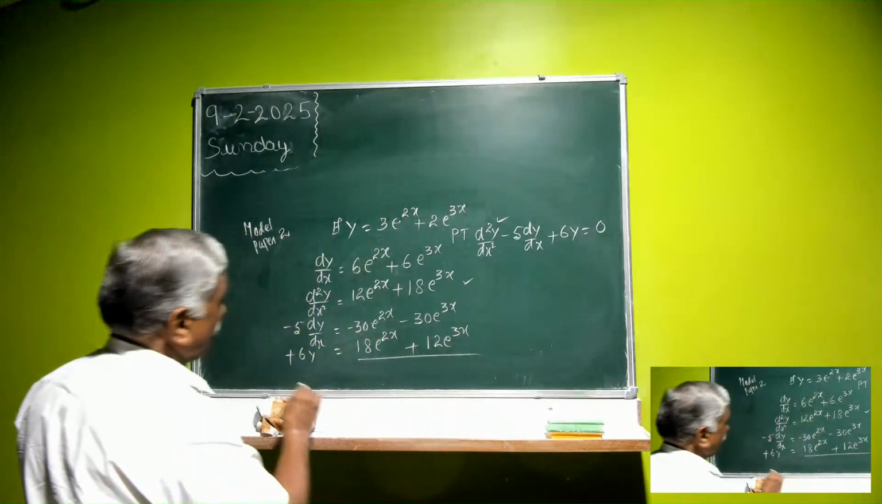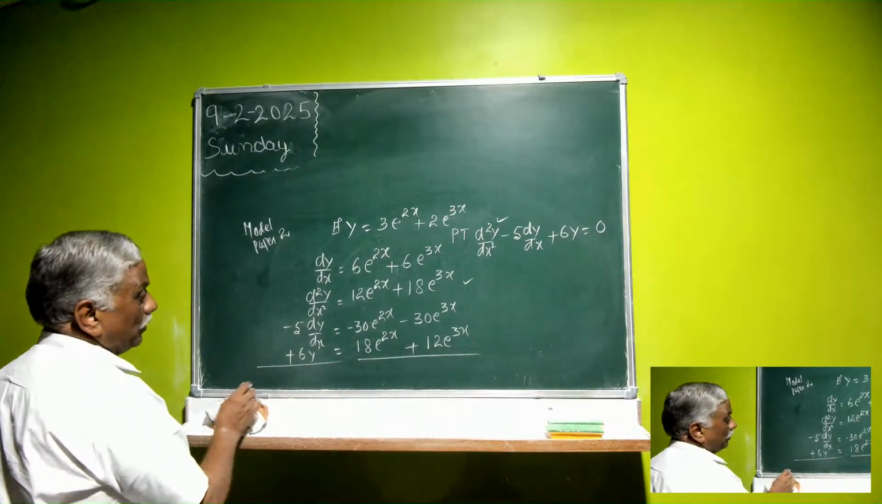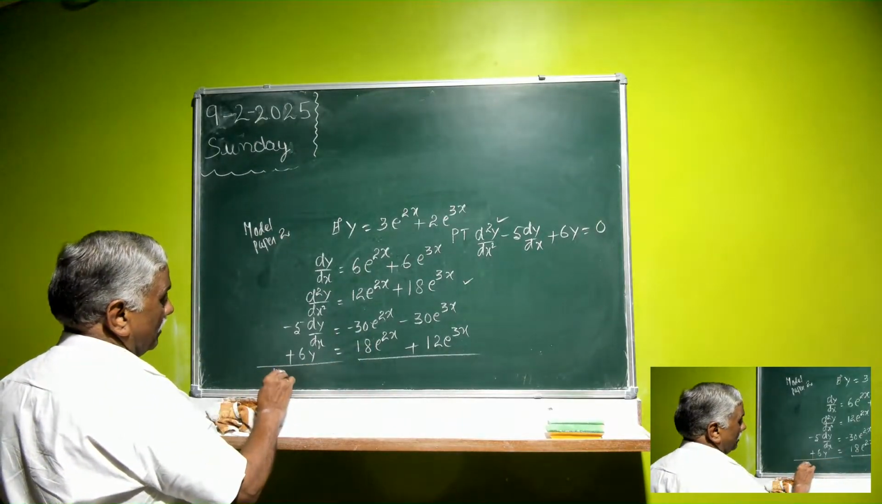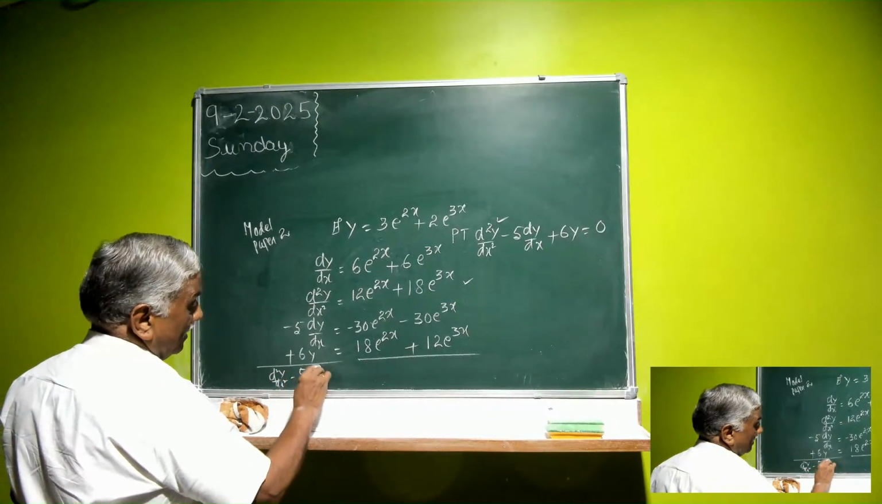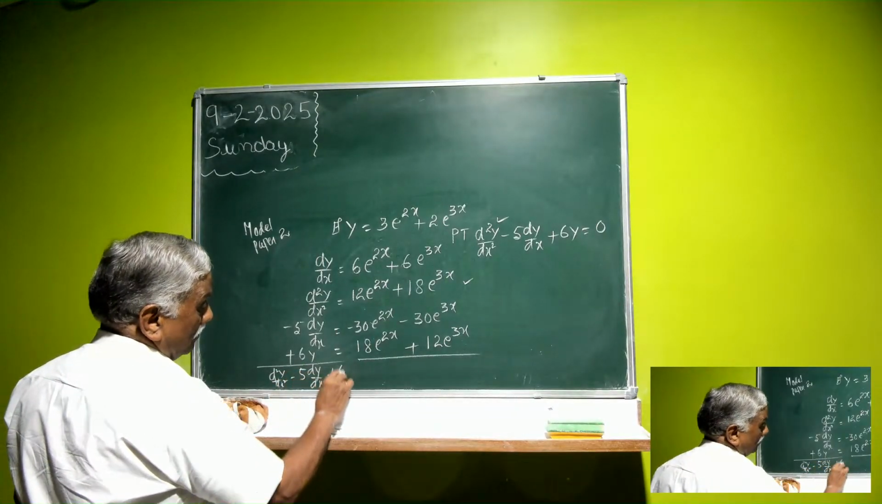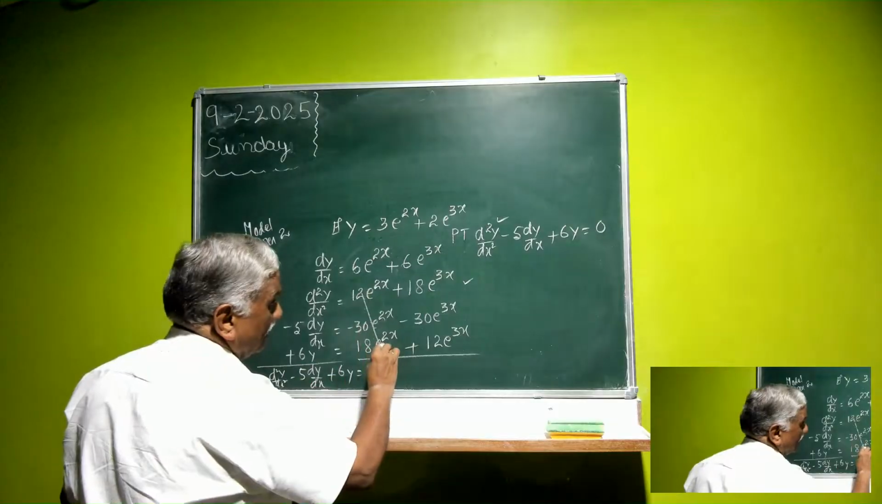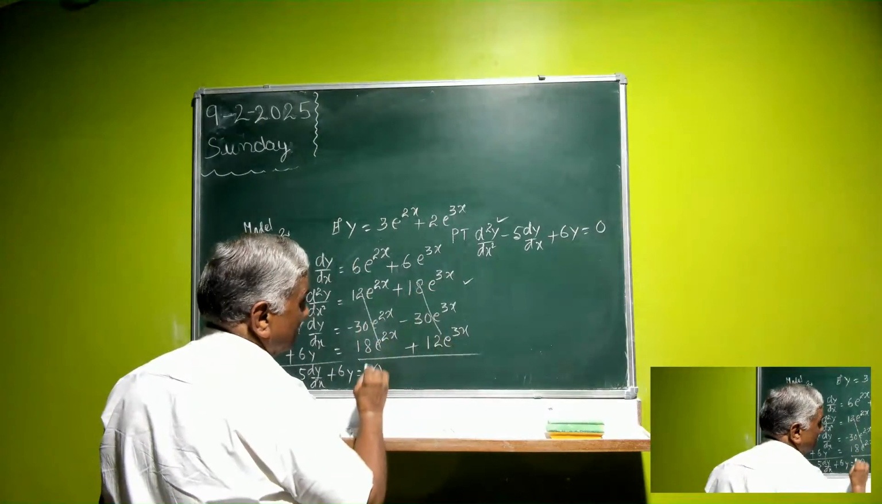I've solved a number of problems of this type. So what do we do here? We add the left hand side, d square y by dx square minus 5 dy by dx plus 6y, is equal to all this. This will cancel against it.